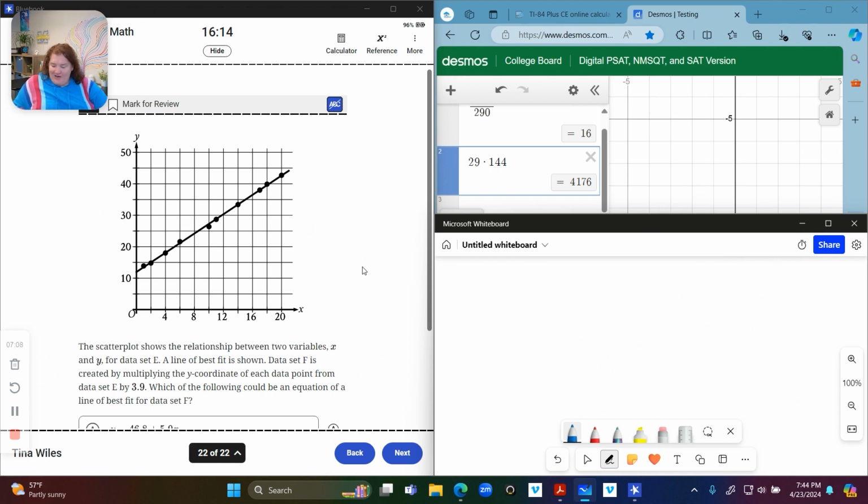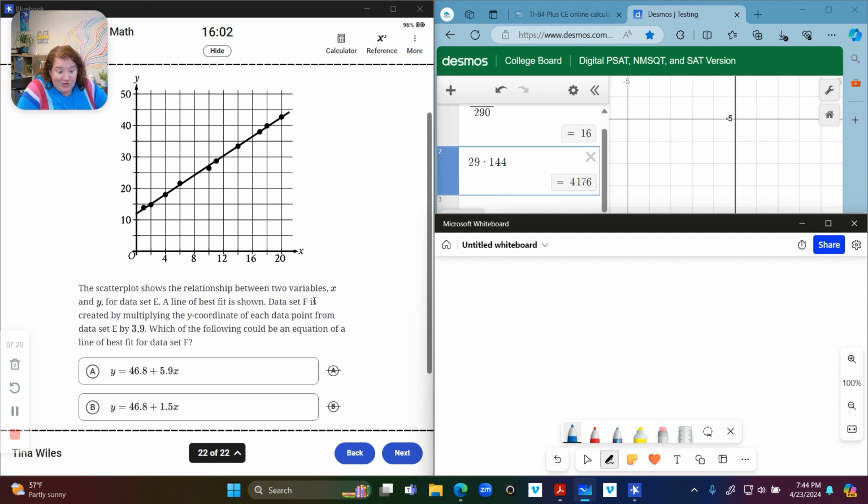All right, the scatter plot shows the relationship between two variables, x and y, for data set E. A line of best fit is shown. Data set F is created by multiplying the y coordinate of each data point by 3.9. Which of the following could be an equation of a line of best fit?